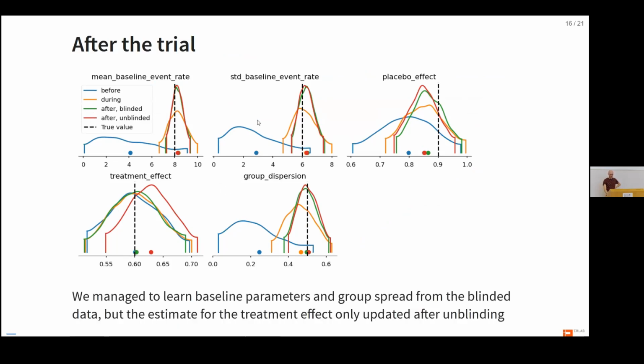And basically what you can see is that it turns out for this particular case, we managed to learn a lot about the baseline parameters and in fact about the group dispersion without unblinding. And we learned a little bit about the placebo effect without unblinding, but for the treatment effect, the interval didn't shift at all before we did the unblinding. And then we saw some shift and it shrank a little bit, but not so much. I mean, in this case, the prior was very tight already, so that's the reason. And 150 patients wasn't enough to narrow it down further very much.